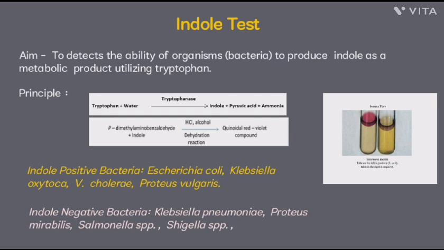Indole-positive bacteria: Escherichia coli, Klebsiella oxytoca, V. cholerae, Proteus vulgaris. Indole-negative bacteria: Klebsiella pneumoniae, Proteus mirabilis, Salmonella species, Shigella species.